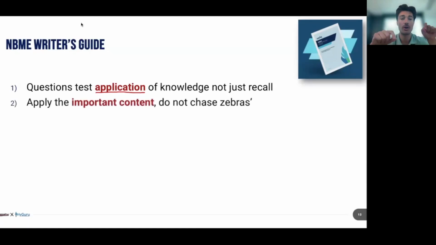And so really hone in on application over just recall. The next point is to apply important content rather than, what we call, do not just chase zebras. What that means is kind of an extension of the top point. Don't concern yourself too much with the minutia of every single small detail when it comes to things you come across in your study, or even things they might mention in the vignette. Always keep the bigger picture in mind and focus on the high yield principles.